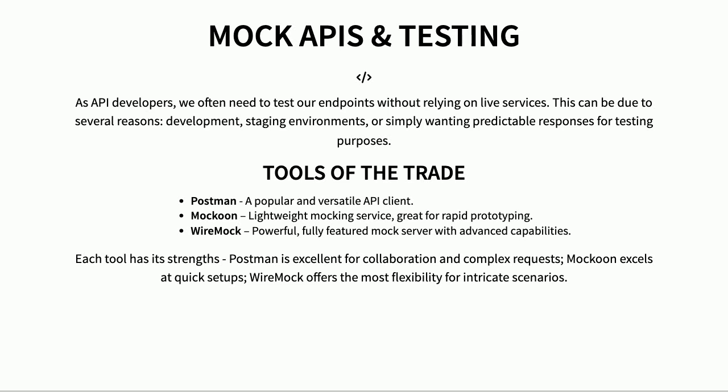Postman is super popular. It's really good for collaboration and handling complex requests. Mockoon is fantastic if you just need something quick and easy to set up for prototyping. And then there's WireMock, which is a powerhouse when you need more control and advanced features. Think of them as your API testing buddies.